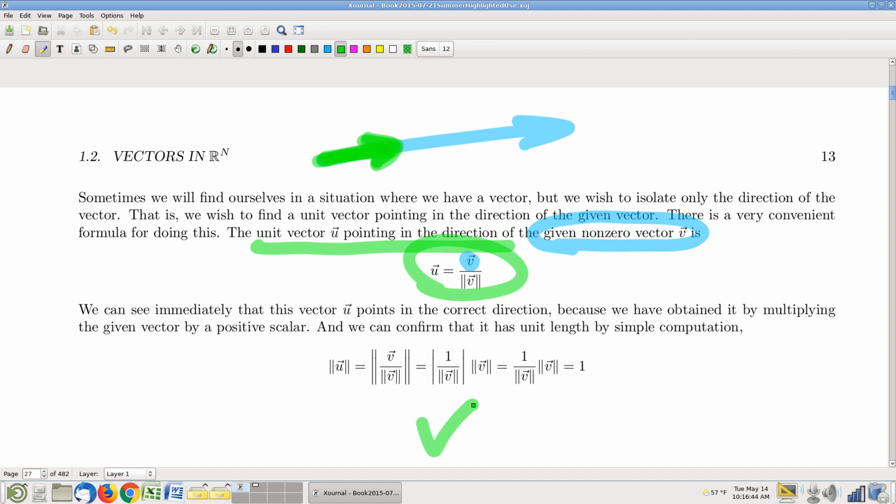So two things. First of all, make sure that you memorize this formula. This comes up all the time. It's ultra common and very convenient and easy to memorize. Okay? So make sure to know that formula.